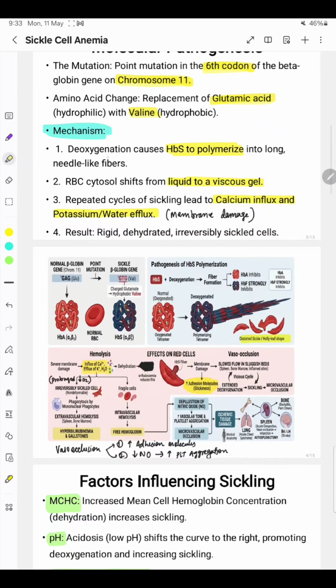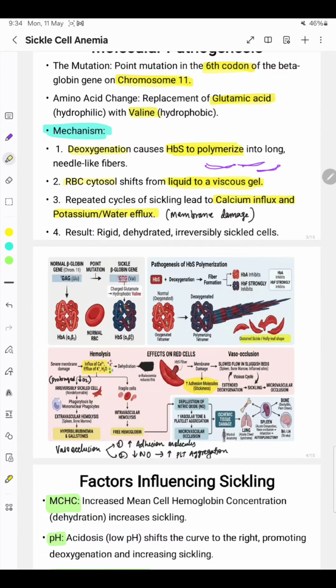Whenever these patients or individuals are exposed to hypoxia or deoxygenation, this will result in the polymerization of HbS, or sickle hemoglobin, into long needle-like structures and result in the RBC cytosol changing from liquid to viscous gel. Liquid cytosol converts into viscous gel.